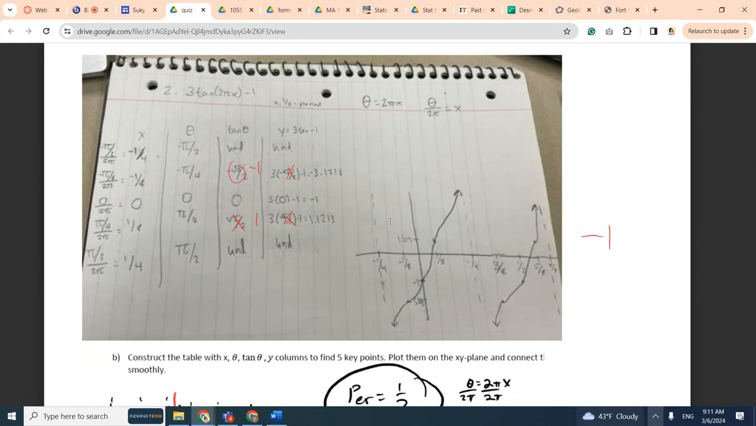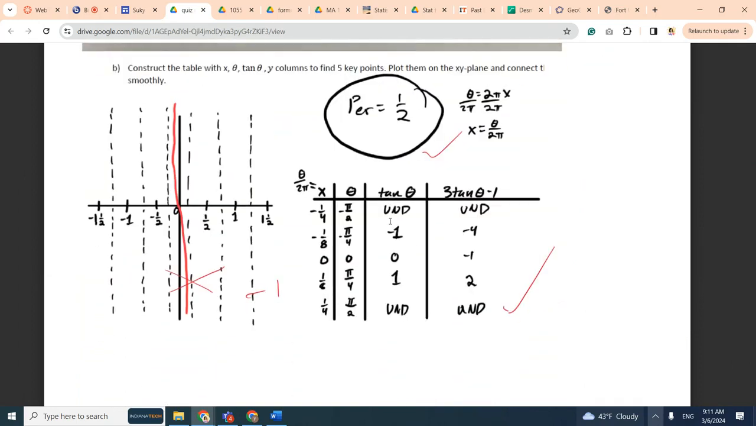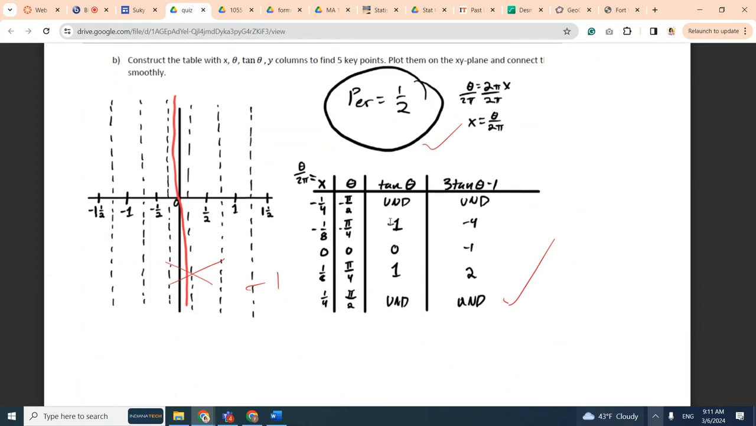Here, tangent. Negative pi by 4 is negative 1. And here, the table is fine. But when you draw it, look at your scale. Your biggest is 1/4. So make your scale bigger. So 1/4 is here, negative 1/4 is here. Then you can draw the picture better.